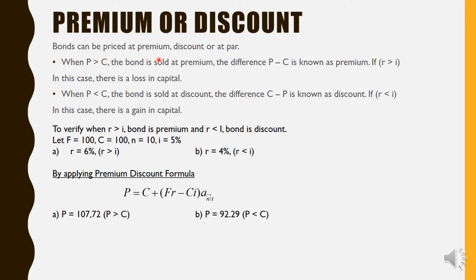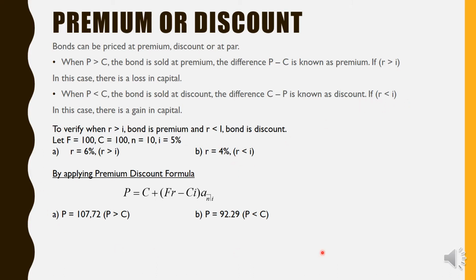Bonds can be priced at premium, discount, or at par. When P is more than C, which means the price is more than the redemption value, the bond is sold at premium. The difference P minus C is known as the premium. This happens when the coupon rate is more than the yield to maturity. On the other hand, when P is less than C, the bond is sold at discount. The difference C minus P is known as the discount. This happens when R is less than I.